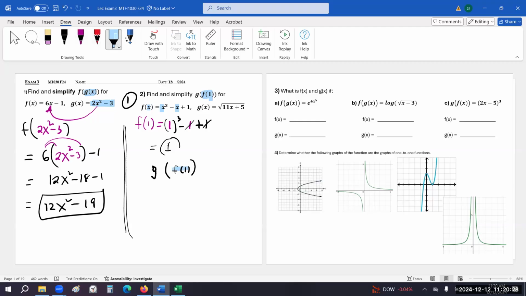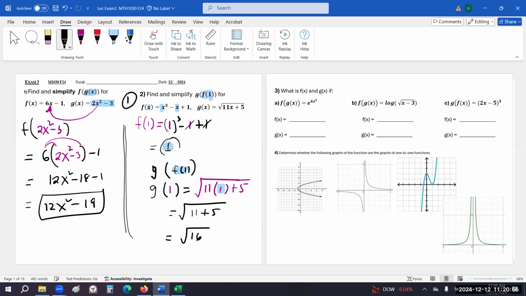So f of 1, we already found it's 1. So in the next step, in the g function, we are going to replace all the x with 1. So the g function is square root of 11x plus 5. Instead of that x, we are going to replace 1. So it's 11 times 1, which is 11, plus 5. That gives us 16, whose square root is 4.